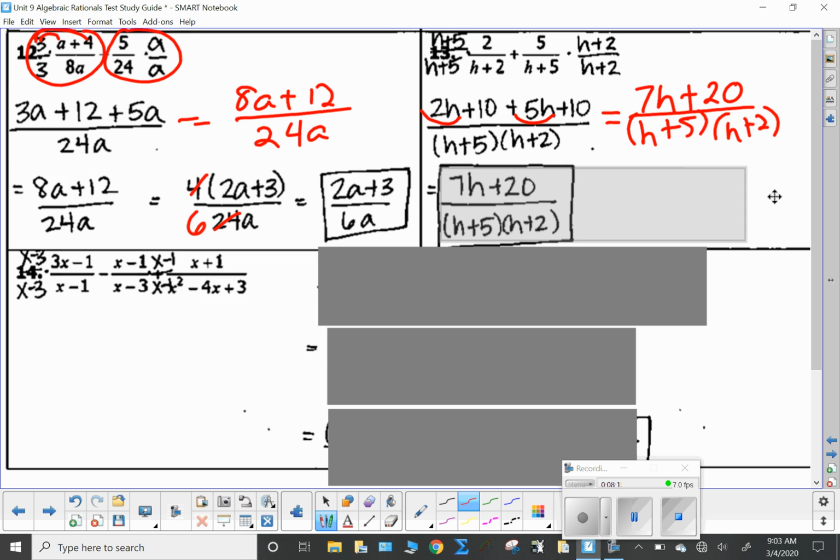And notice I can't do anything else. Don't go multiplying this denominator. If you multiply it wrong, you're going to get points off. Just leave it in its factored form.